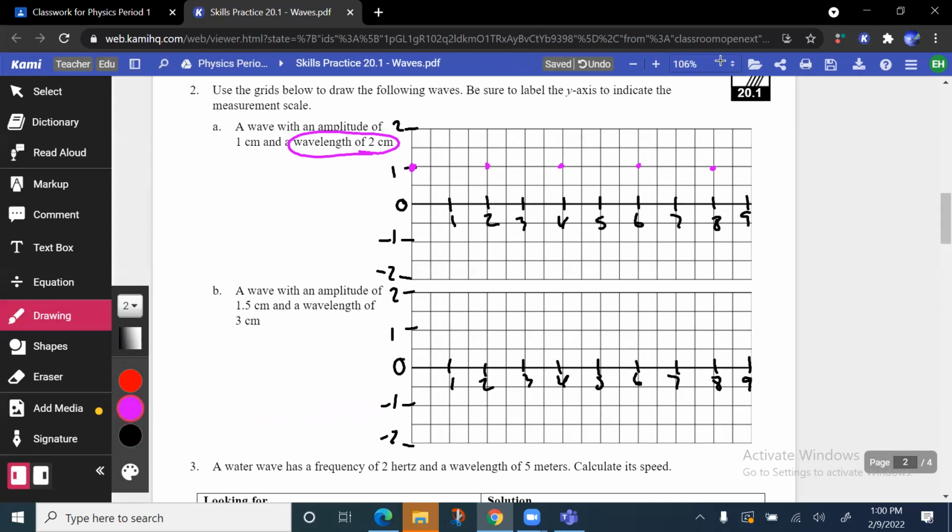Now I can go to -1, which is the other end of the wave, every point in between those top dots. And you can complete your wave by drawing a nice smooth curve between those dots. Okay, and we can see we have an amplitude of 1 centimeter. We can see the wave repeats with a wavelength every 2 centimeters.